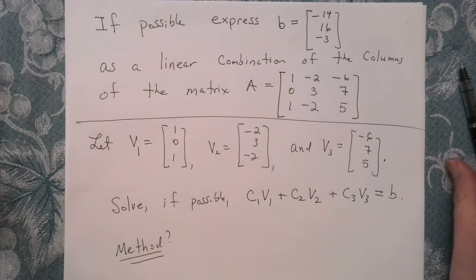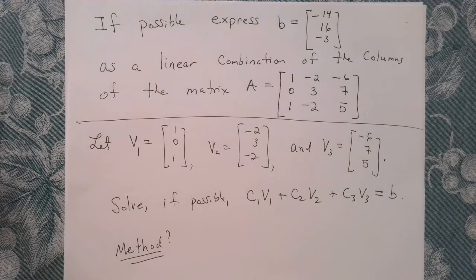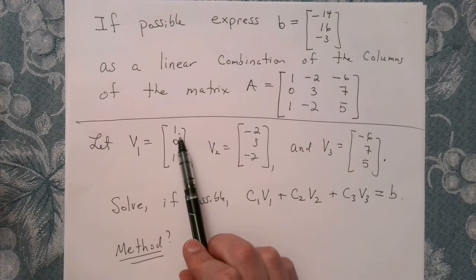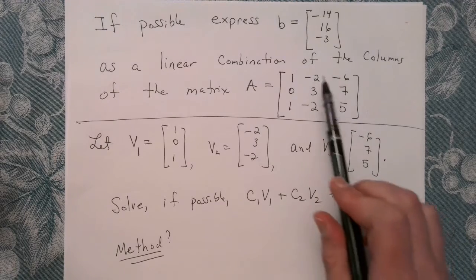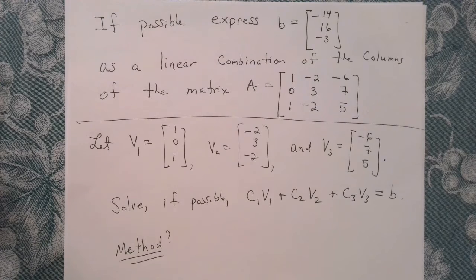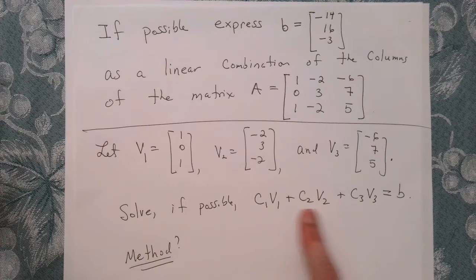If possible, express the vector b as a linear combination of the columns of the matrix A. First, we want to remember that the columns of a matrix can be thought of as column vectors. So let's call v1 the first column as a vector, the vector 1, 0, 1. v2 is the second column, negative 2, 3, negative 2. And v3 is the third column, negative 6, 7, 5. So just using the definition of linear combination, we want to solve, if possible, this equation.